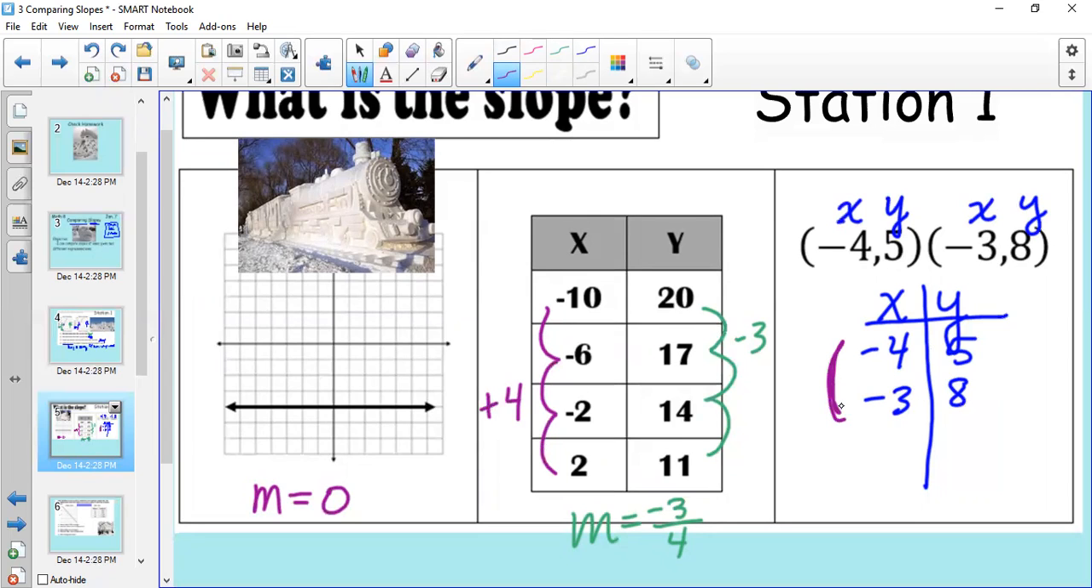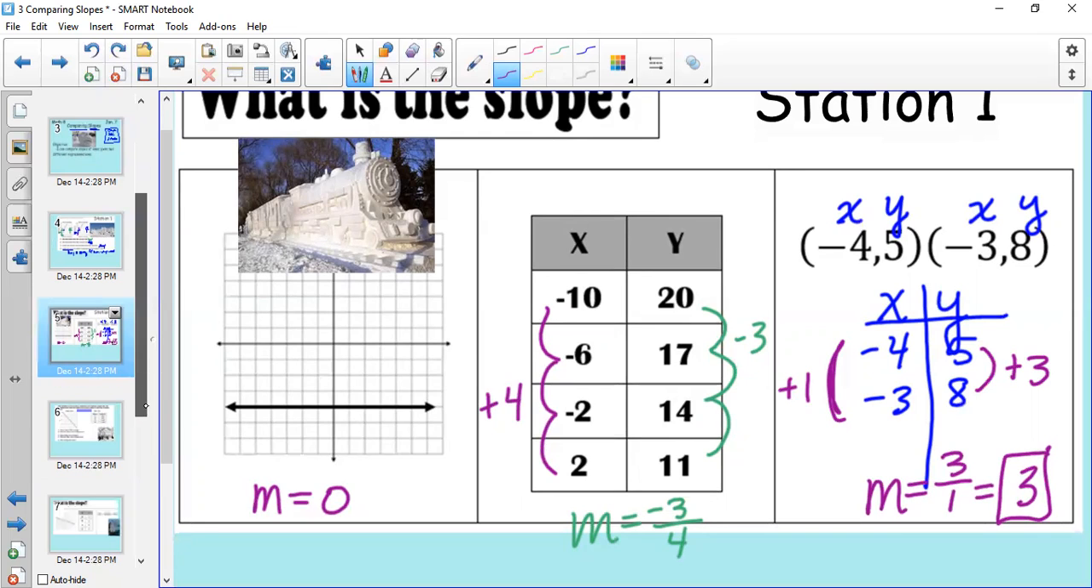I went from losing $4, so I'm -$4, but now I'm only -$3. That was one better, not one worse. And then 5 to 8 was going up 3. Remember, our y's go on top, so 3 over 1, which equals 3. Okay, so that's it for station 1.